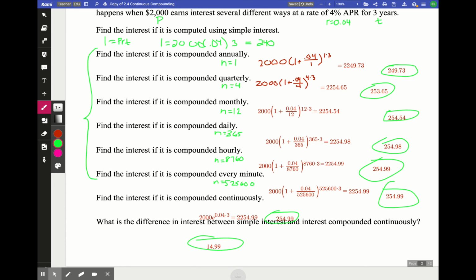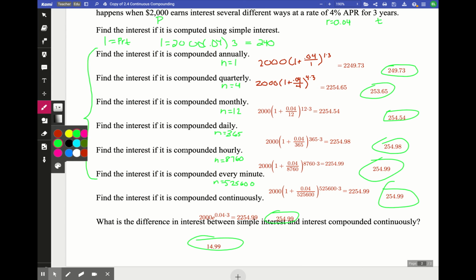So if you need to, go ahead and pause the video to check that your formulas are the same as mine. But again, in each one of these 7, the only thing that's changing is the value of N, which is your compound frequency. But notice the closer we get to compounding continuously, the less change there is in the total amount of interest.